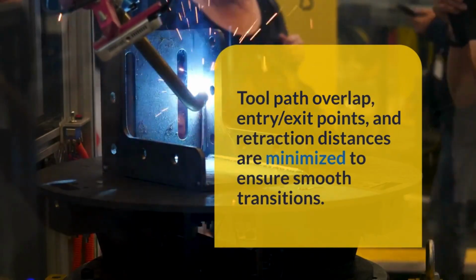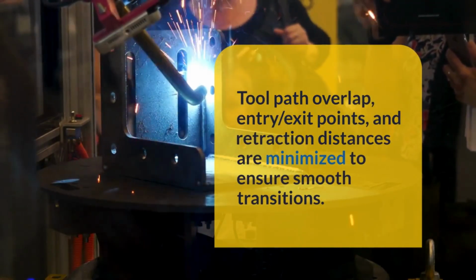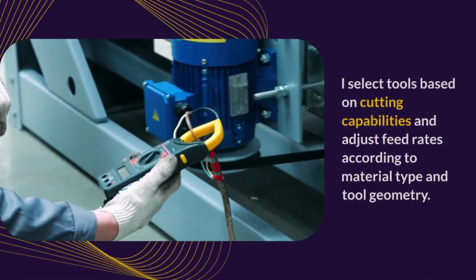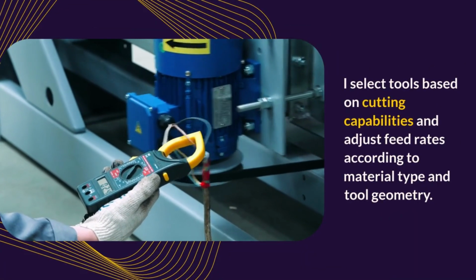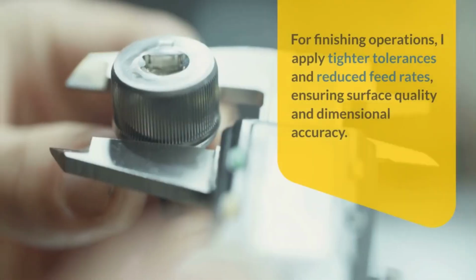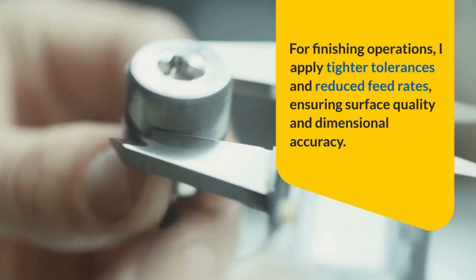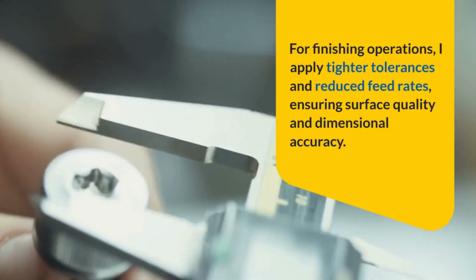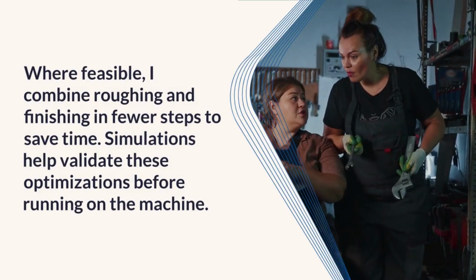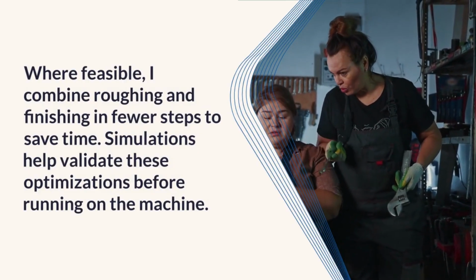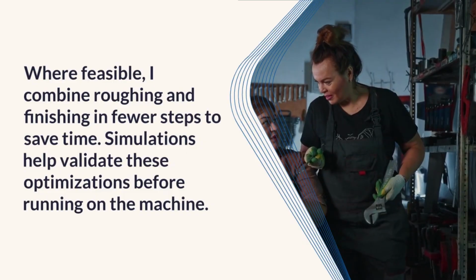Toolpath overlap, entry/exit points, and retraction distances are minimized to ensure smooth transitions. I select tools based on cutting capabilities and adjust feed rates according to material type and tool geometry. For finishing operations, I apply tighter tolerances and reduced feed rates, ensuring surface quality and dimensional accuracy. Where feasible, I combine roughing and finishing in fewer steps to save time. Simulations help validate these optimizations before running on the machine.